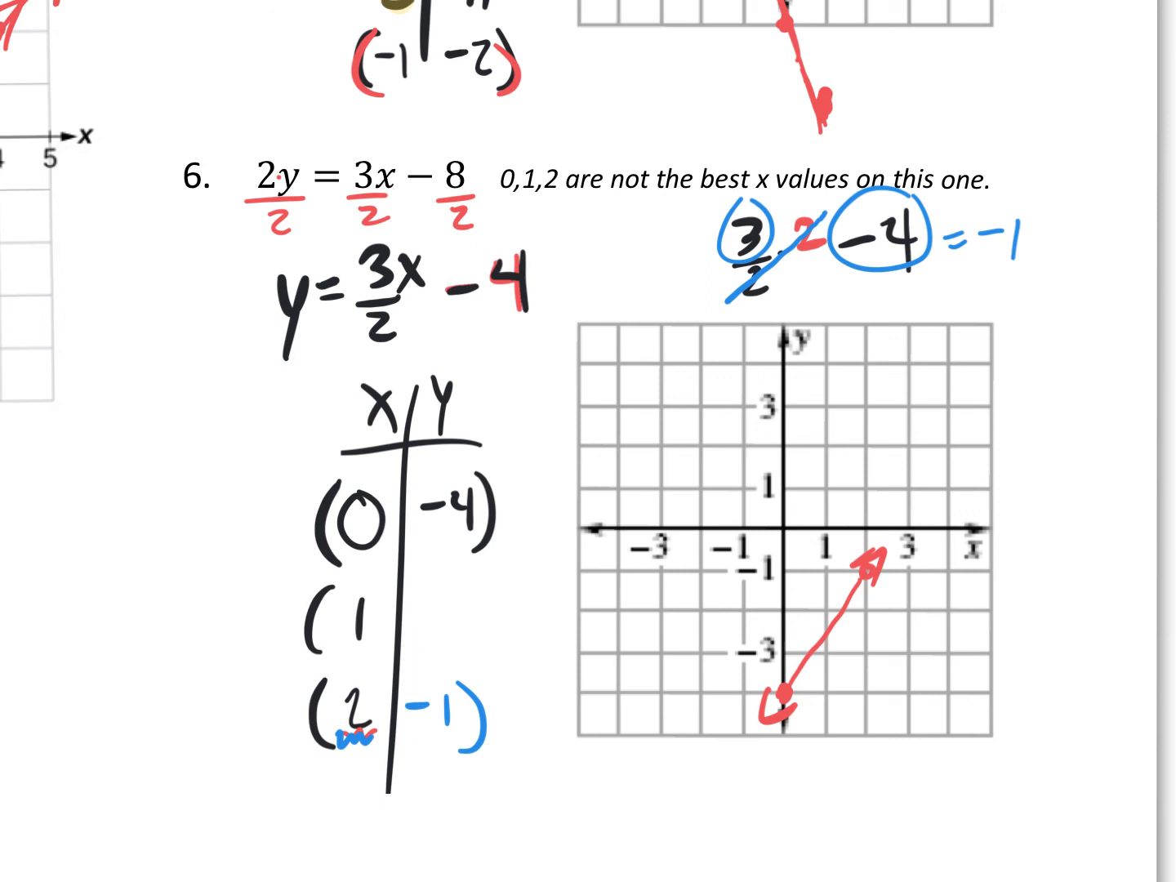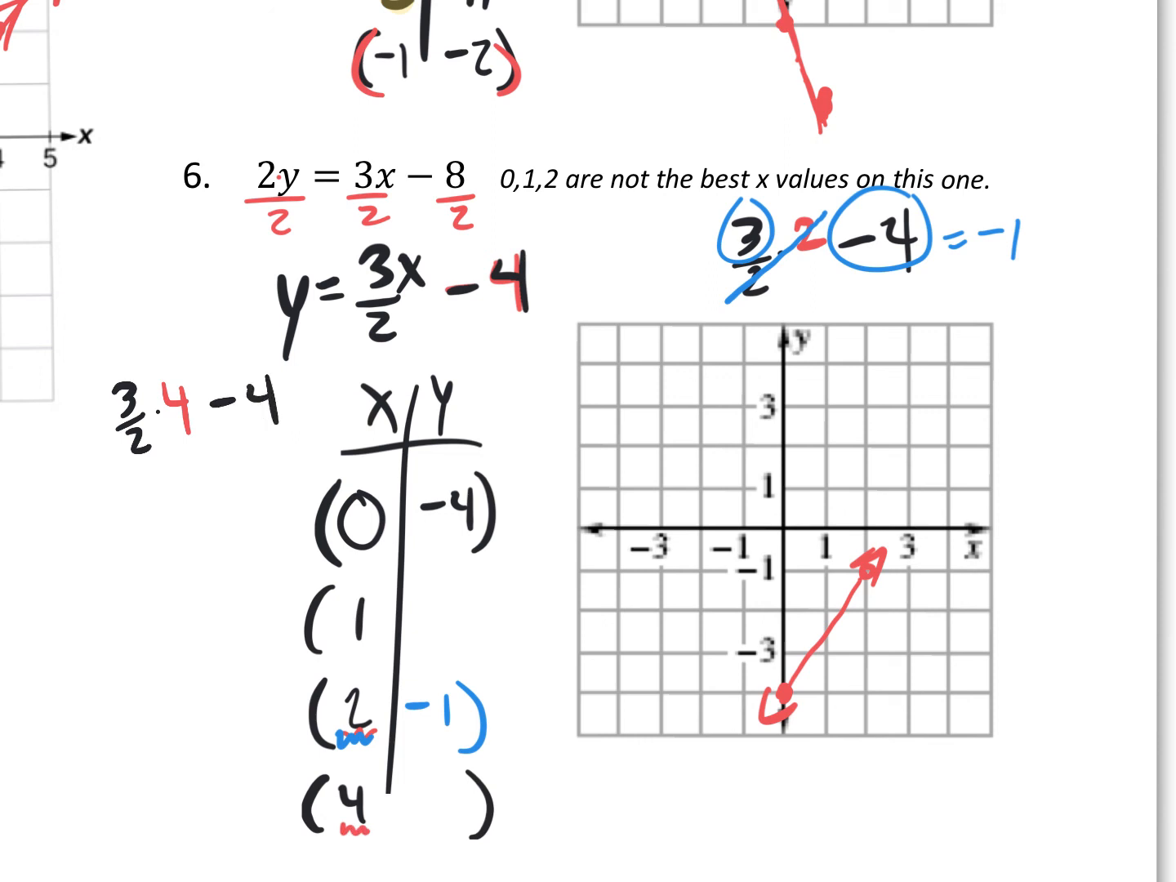Now, like I said, whenever you do have a fraction, it's good to use that denominator. Maybe double the denominator, which would be a 4. Let's try plugging in 4. Plug in 4 right there, and let me actually show that math for you. That's 3 halves times 4. Again, I'm inputting 4, and then minus 4.